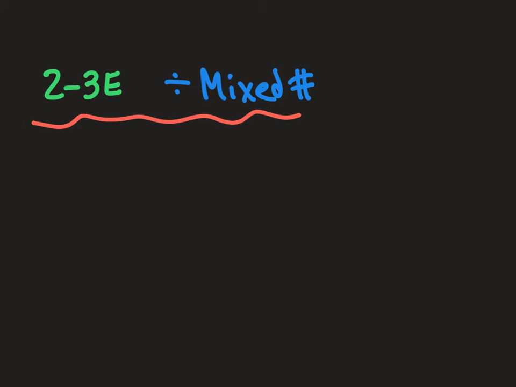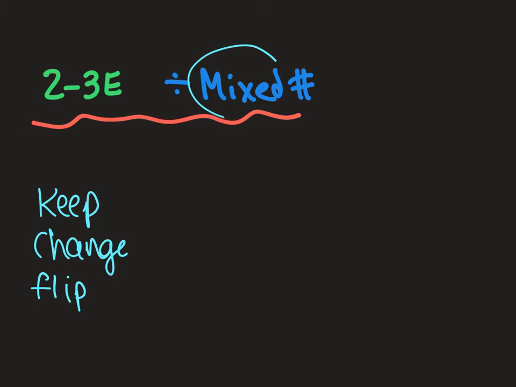We know we need to do 3 steps, and those 3 steps are keep, change, and flip. Keep, switch, flip, keep, change, flip. But when we have mixed numbers, there's something that comes first. Think about what came first when we were multiplying mixed numbers. And what was that? Improper. So improper is our first step here also. So we have 4 steps. Improper, keep, change, flip.